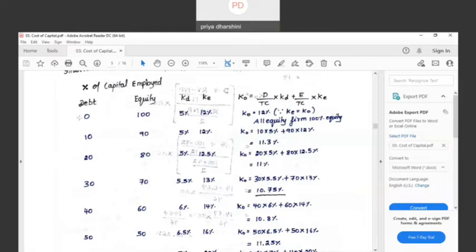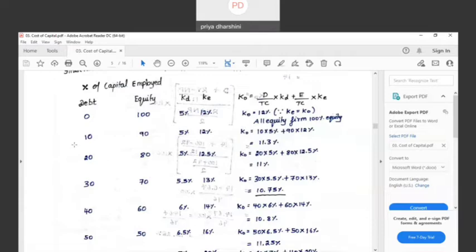When 0% debt means it is 100% equity, 10% debt, 90% equity, 20% debt, 80% equity, 30% debt, 70% equity, 40% debt, 60% equity. That is, the balance will be equity in excess of debt. Okay. They have given us the cost of debt and also the cost of equity. How will you find overall cost of capital now? In the first place, it is zero debt, which means the cost of equity is the overall cost of capital. So it is 12%.